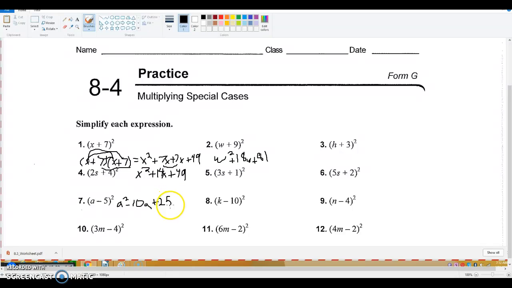Again, if you get stuck, just convert it to the two binomials, a minus 5 times a minus 5, and FOIL it or distribute it, which you already know how to do, and you get the answer.